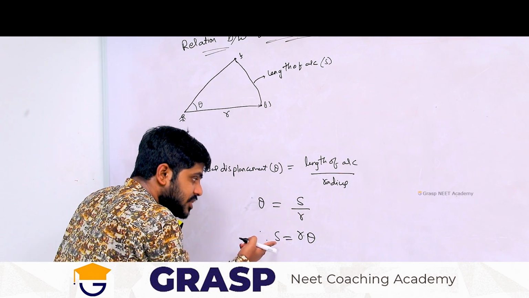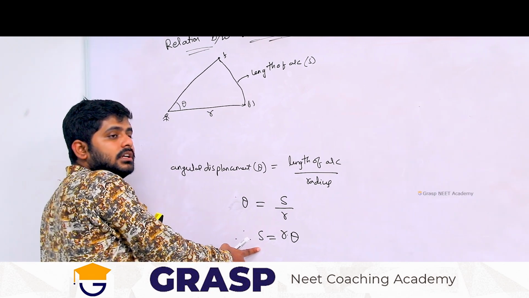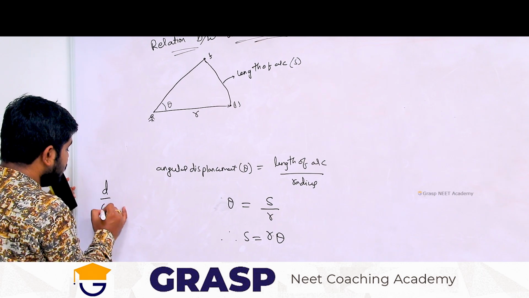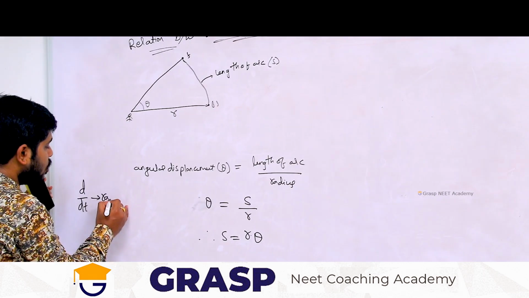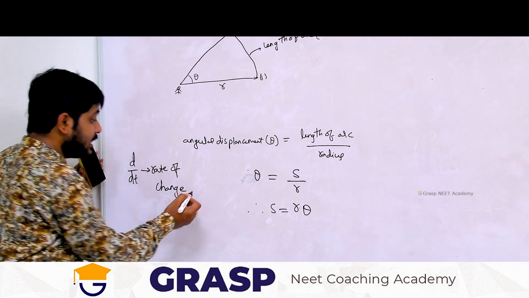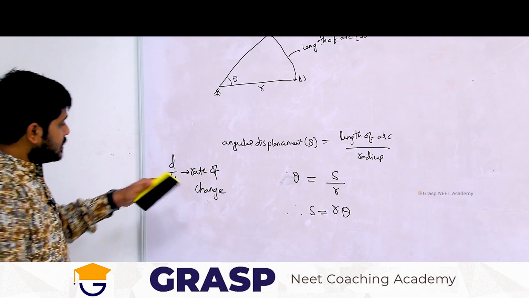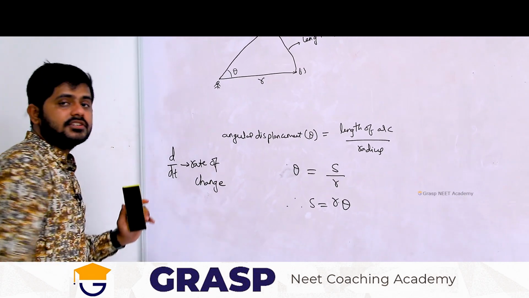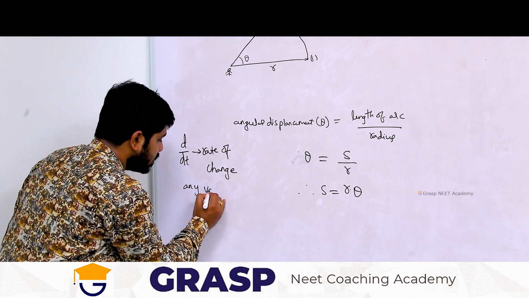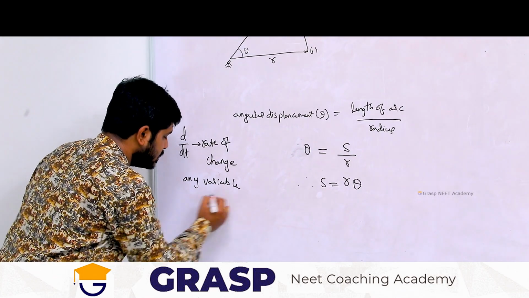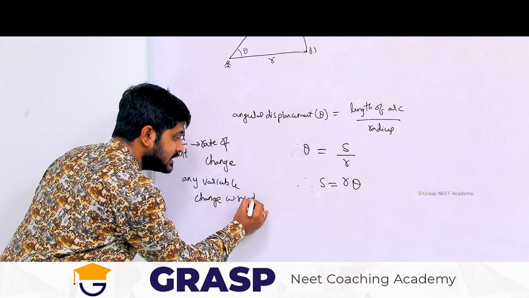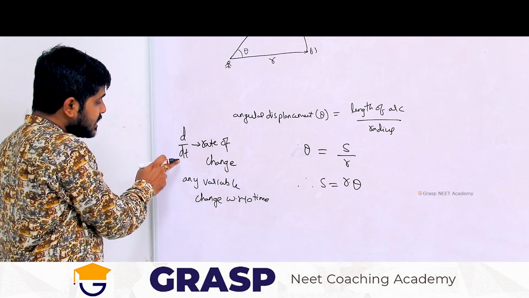If you differentiate this with respect to time, d by dt means rate of change. Rate of change means any variable's change with respect to time in a particular time interval, which we consider as rate of change.